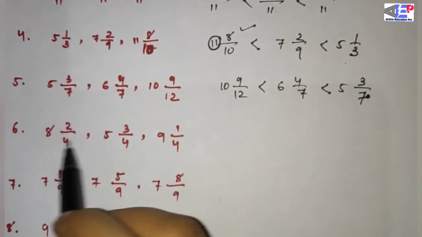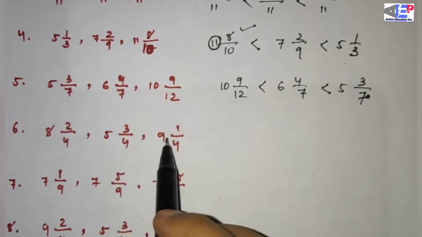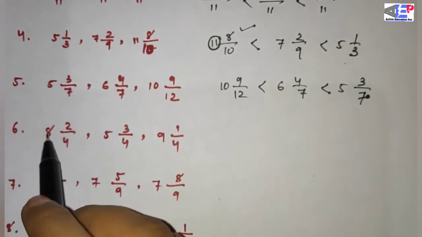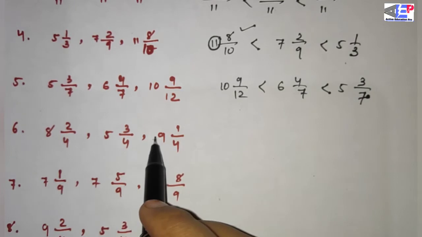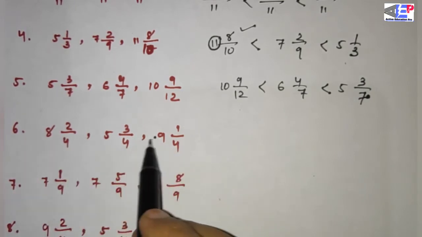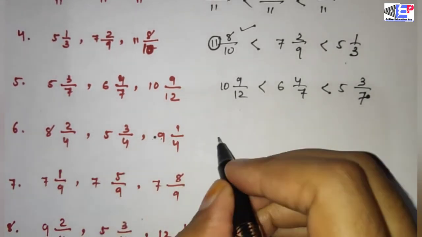Look here, the fractional parts of all these three fractions are like fractions, but look first at the whole part, because these are mixed fractions. So as you know, 9 is greater than 8 and 5.